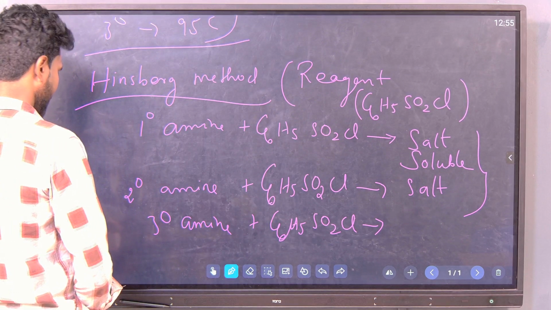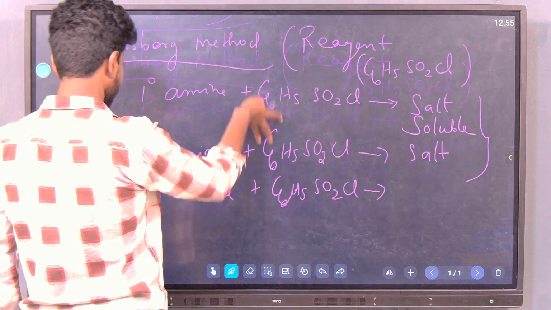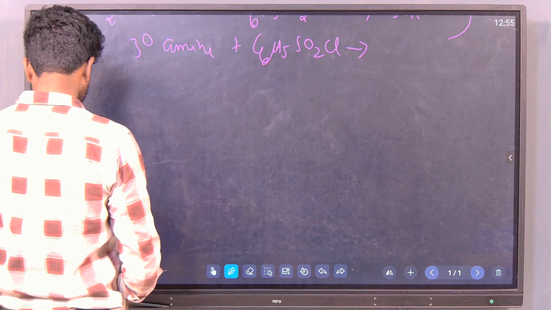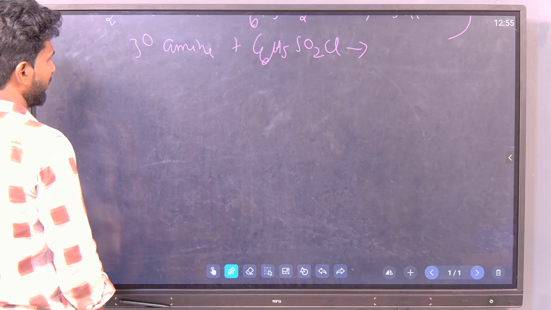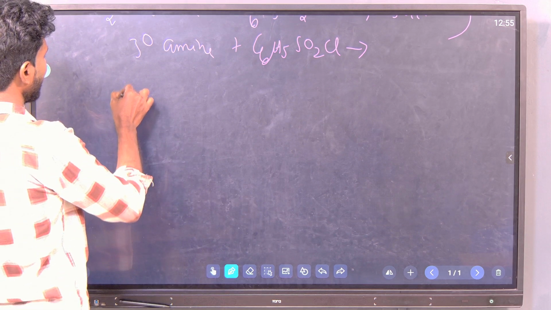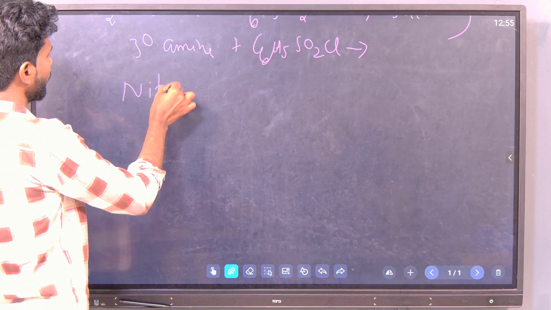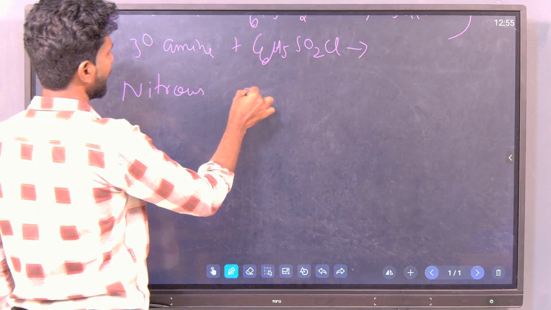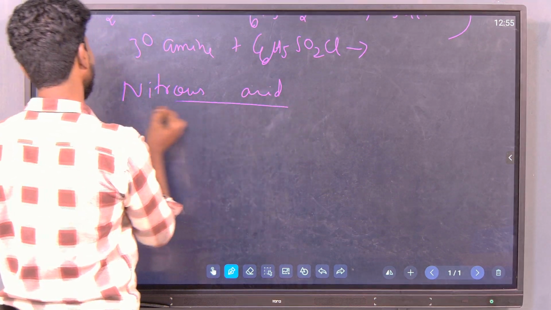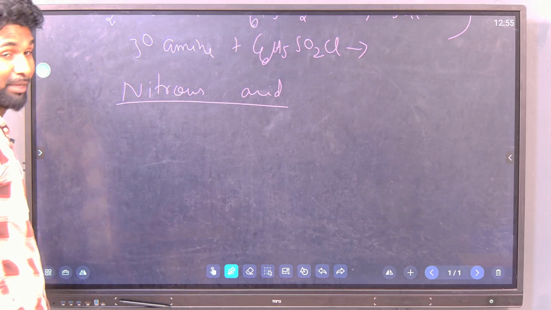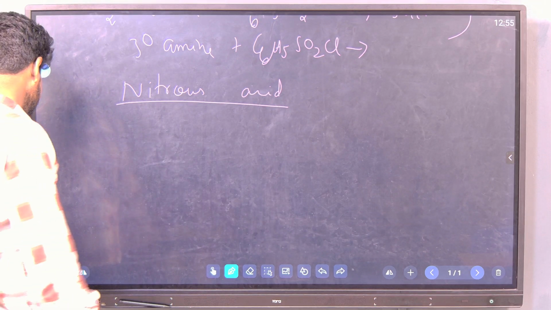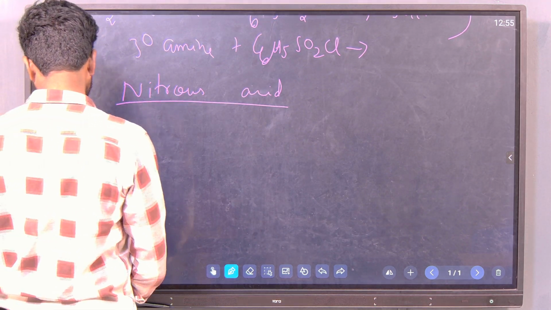Then next, nitrous acid. Do you know the formula of nitrous acid? HNO2. It's not so important. With nitrous acid, one of the important reactions is the characteristic of secondary amine, that is Liebermann's test. Okay, nitrous acid.